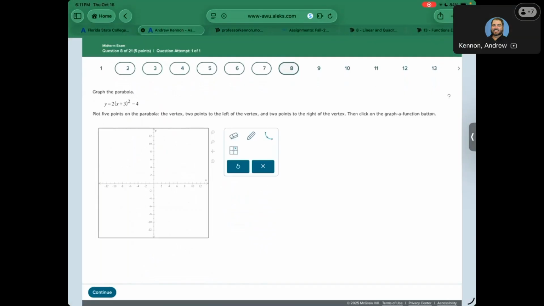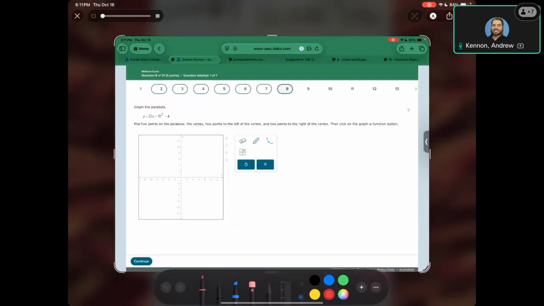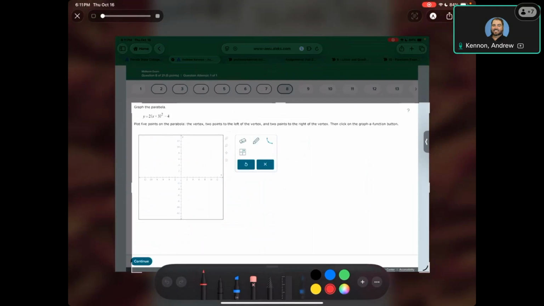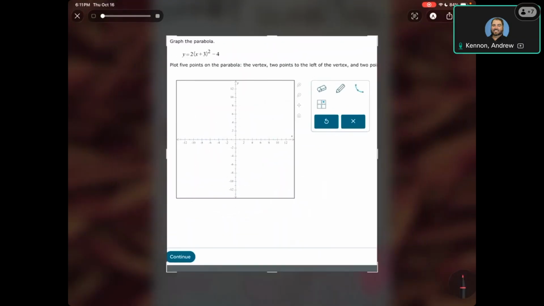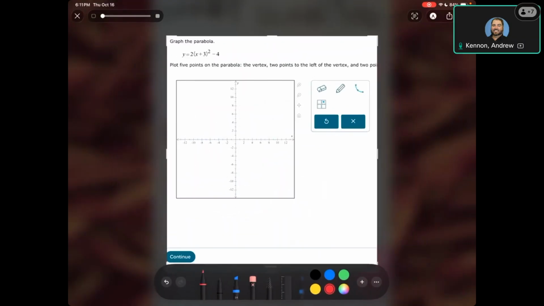Graph the parabola. So it kind of tells you what to do. On these, it says graph 2 points to the vertex and 2 points to the left and 2 points to the right. So for your vertex, this is already in vertex form. Y equals x minus h squared plus k. So your vertex is h and k. Now, the one thing to note here is this formula starts with a negative. So your x value is always going to be opposite.